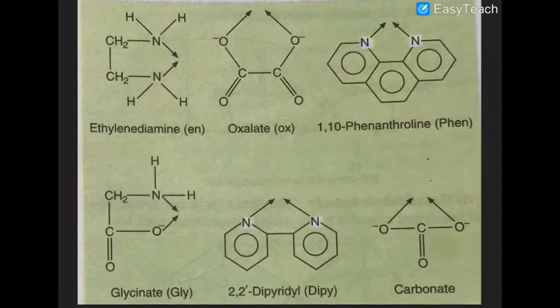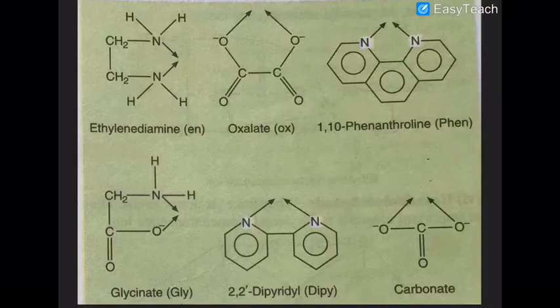In the previous class, we discussed the Sidgwick rule, that is the EAN rule, and the chelation factor, the cyclization of the ligand around the central metal atom. Now, if a ligand with two or more donor groups is positioned in such a way that it is able to form a 5-member or 6-member ring around the central metal atom, then the effect is known as the chelation effect.